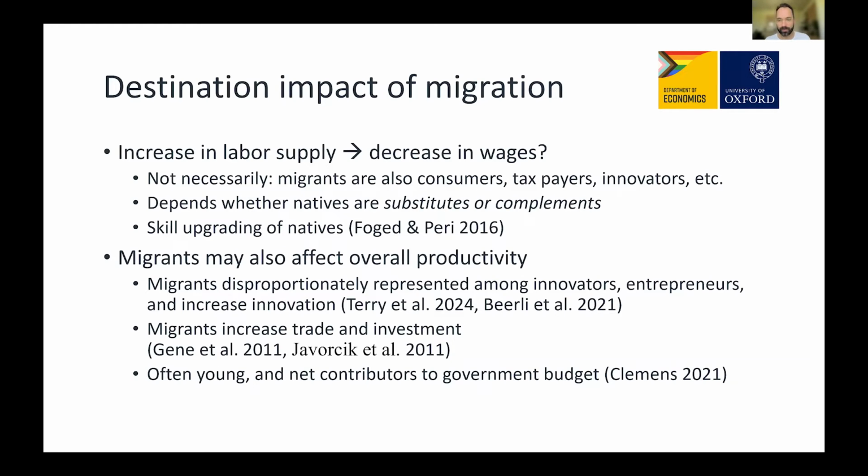Now, this is the general equilibrium in the labor market, but there are even broader general equilibrium effects. Migrants may increase overall productivity through different types of effects. Just as I've argued before, migrants are in almost every country disproportionately represented among innovators and entrepreneurs, and there's been a bunch of work showing that an increase in immigration tends to increase local patenting and innovation. There's also evidence that immigrants open up new trade routes and access to investment, often from their places of origin.